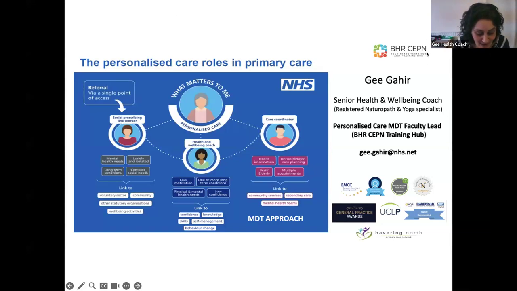Okay, so I am just going to share how the personalised care roles can support patients and healthcare professionals in the management of complex COPD. As you know, I'm a senior health and wellbeing coach, been in this role for coming up to 4 years now, and I'm also supporting the educators from BHR CPIN. Next slide, please.